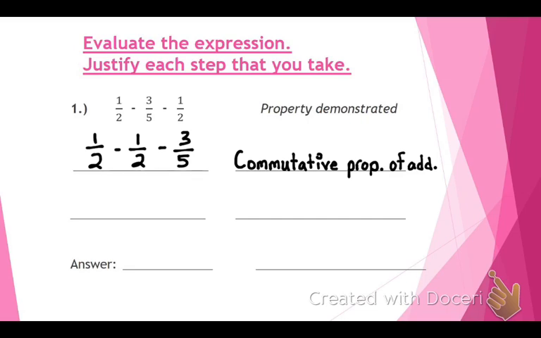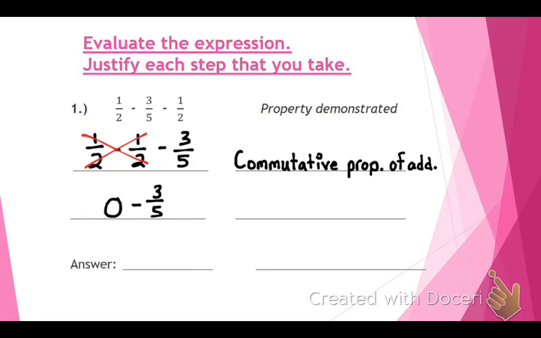Now, does anyone see anything up there that I can cancel out? Mason, what can I cancel out? Okay, 1/2 minus 1/2. What does 1/2 minus 1/2 equal? 0. Great job. Okay, so 0, and what am I still left with, Mason? -3/5. Good job. Okay, so if you look up there, 1/2 minus 1/2 cancels out.